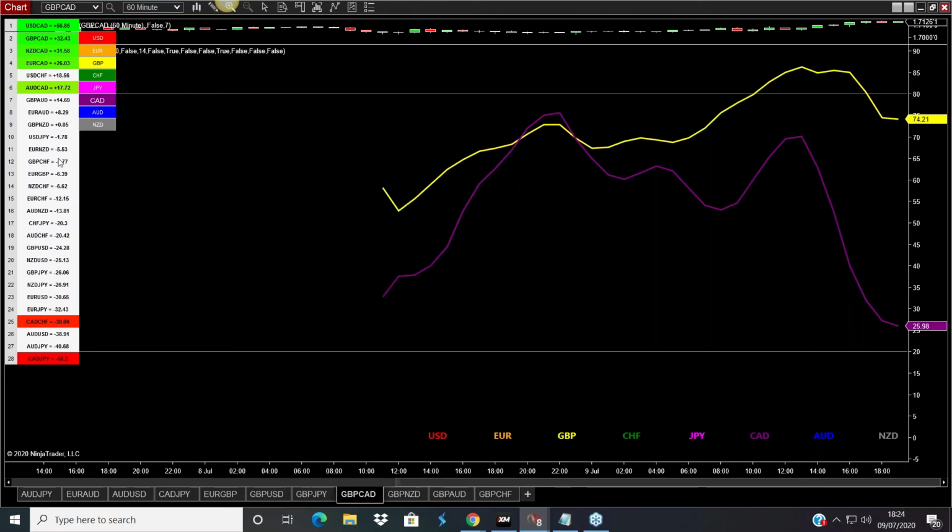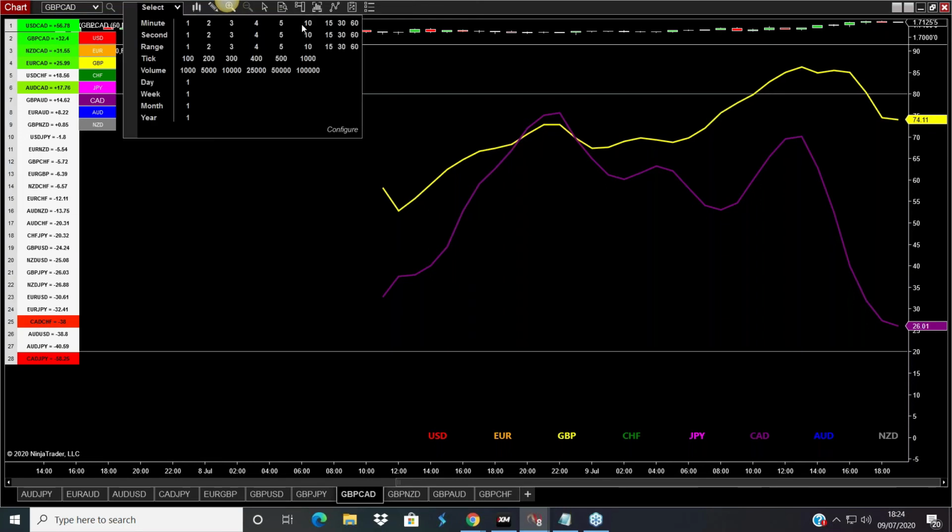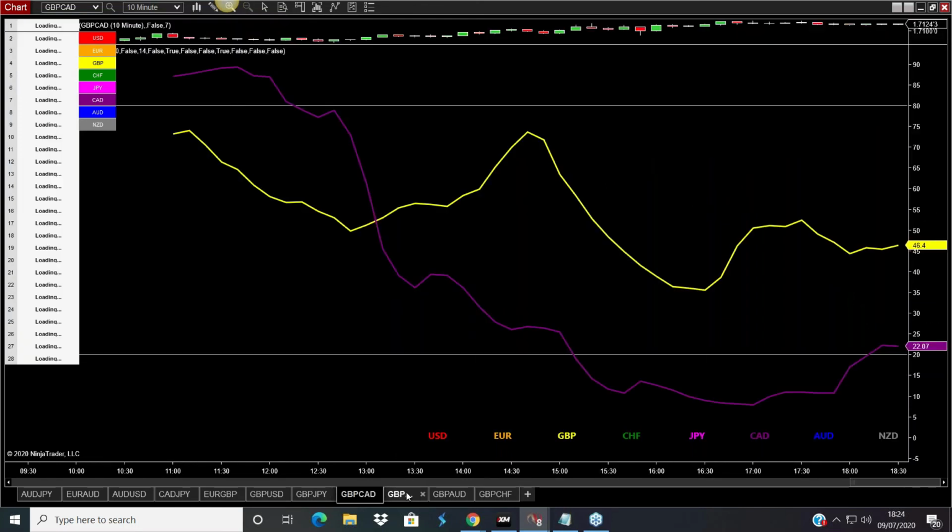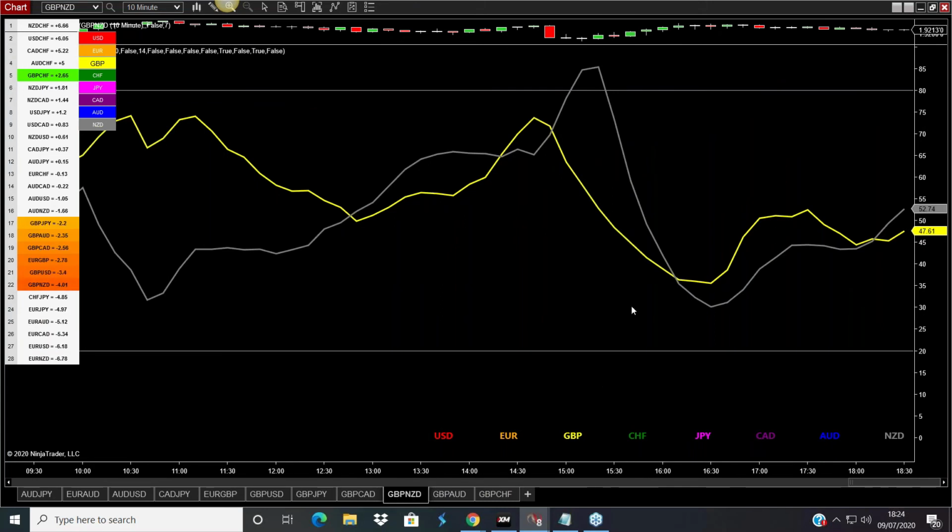Where's the pound CAD? Oh, it was the second one, but look at the value. The value of the pound CAD is only 32.4 against the dollar CAD, which is 56. That tells you, although it's second on the ranking in terms of the strength of move, it wasn't anywhere near the same as the euro against the dollar CAD. Let me just go back to 10 minutes, because I'm looking at the pound Canadian, and I'm doing the same with the pound New Zealand.